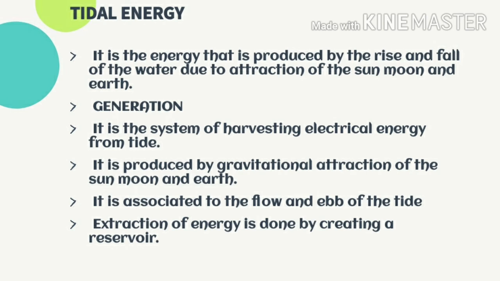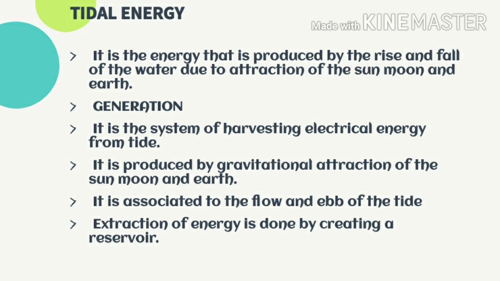So how does the generation of tidal energy take place? It is a system of harvesting electrical energy from tide. When electrical energy is derived from the tide, it is known as tidal energy. It is produced by the gravitational attraction of the sun, moon, and the earth. Now, it is associated with the flow and ebb of the tide. So when there is inflow and outflow of the tide, then the tidal energy is generated.